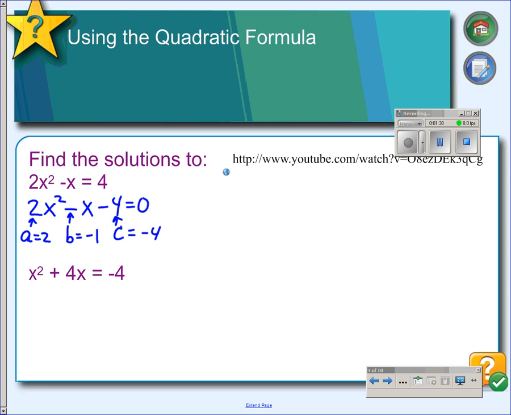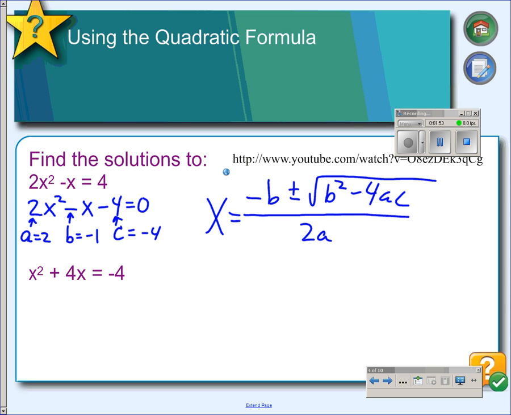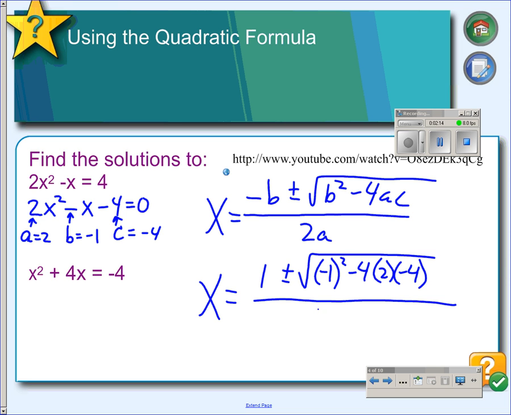That's the constant term. So plugging that into the quadratic formula, which is -b plus or minus the square root of b squared minus 4ac all over 2a. So if we have a -b and b is already negative, that turns it to a positive. Then we have plus or minus b squared, so -1 squared, minus 4 times a times c all over 2 times a. All right, so now we calculate, starting inside the radical.